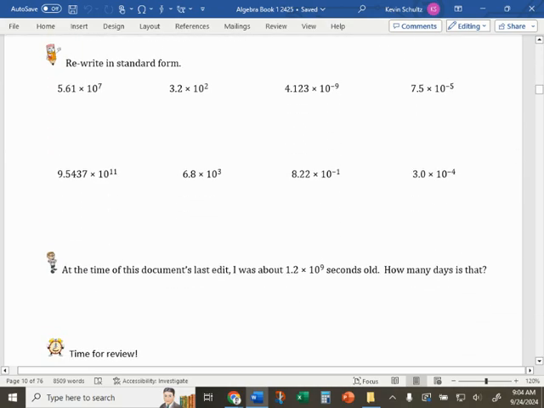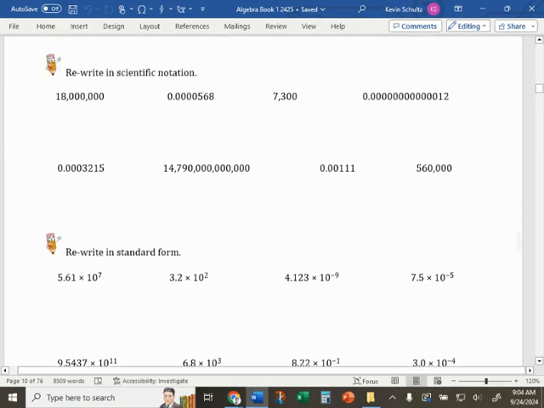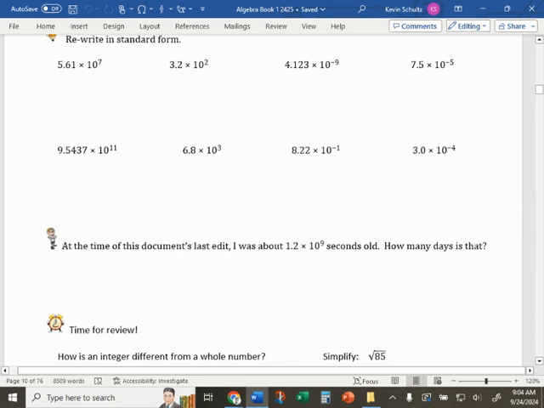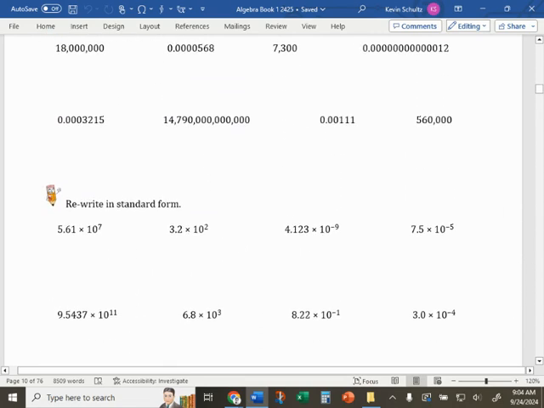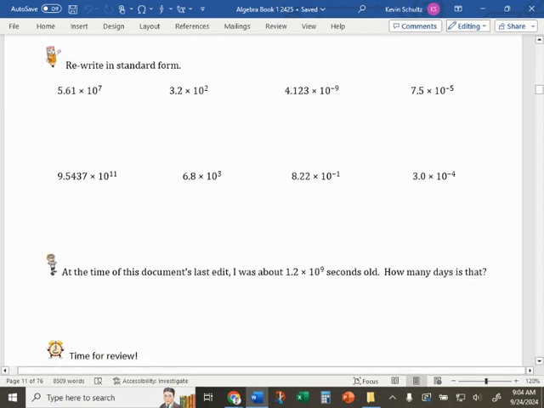Your homework is to finish the page. You've got 8 of them like we did yesterday, where you're going from standard form to scientific notation. You've got 8 of them where you're going from scientific notation to standard form. And then a word problem at the bottom.